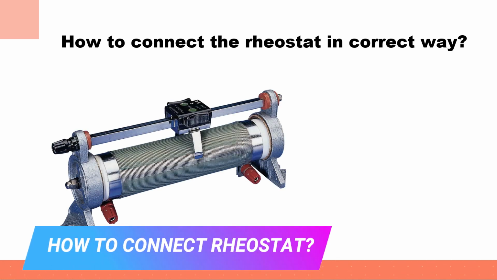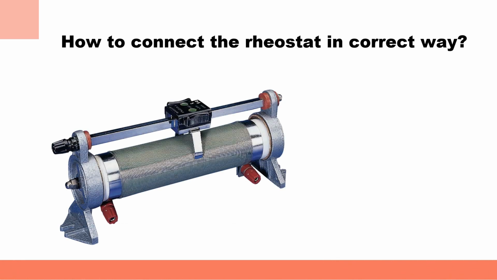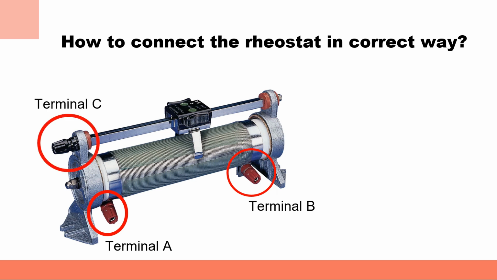Now, I would like to show you how to connect the rheostat in the correct way. To understand this connection, you have to understand the basic components of the rheostat. There are 3 terminals in the rheostat. The lower left part of the button is terminal A, and the lower right part of the button is called terminal B, and the third terminal will be at the top left side, and that is terminal C. And this is the sliding contact, which controls the length of coil wire connected to the circuit.